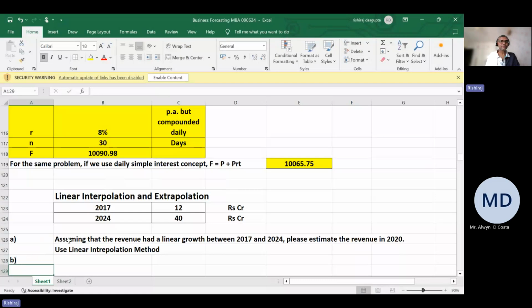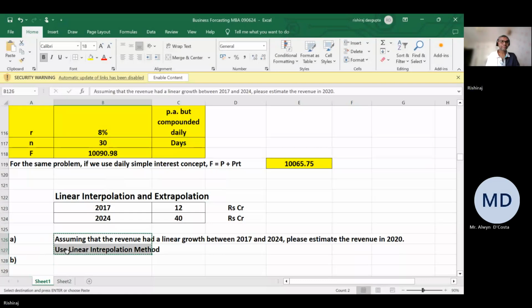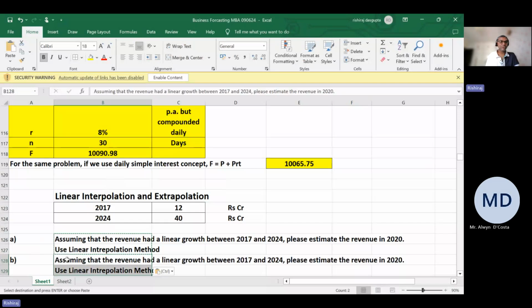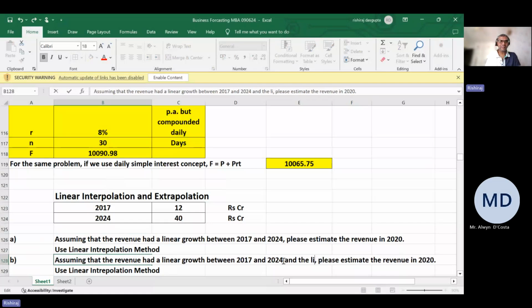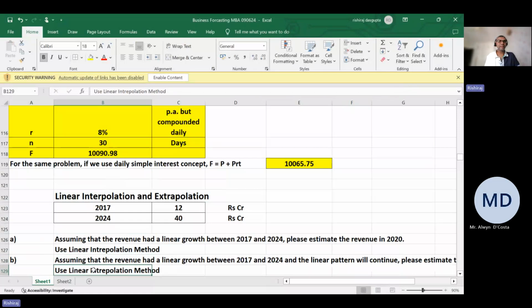So first we will answer the linear interpolation and next we will say, assuming that the revenue had a linear growth between 2017 and 2024 and the linear pattern will continue, please estimate the revenue in 2026. So use the linear extrapolation method.